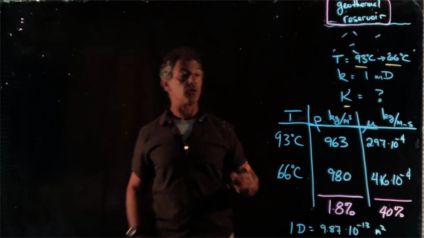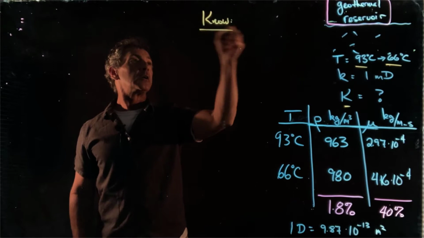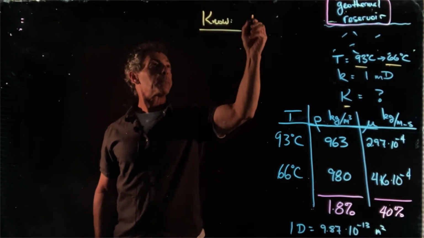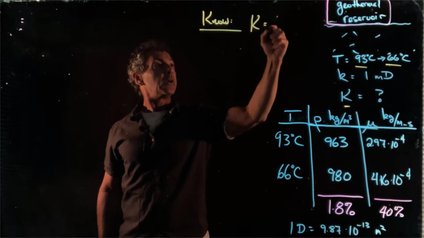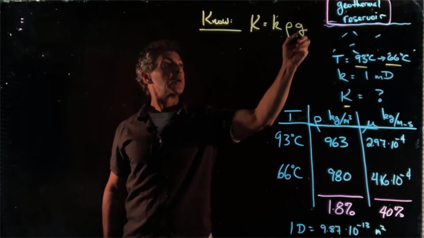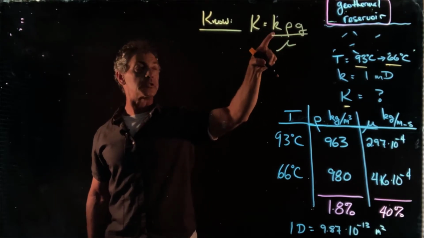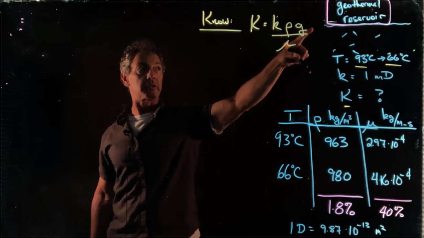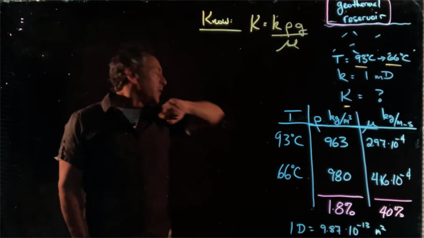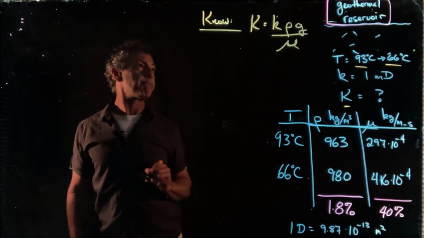So what do we know? Well, we know the relationship between hydraulic conductivity and intrinsic permeability, right? We know that the hydraulic conductivity is the intrinsic permeability times the density times the acceleration due to gravity, divided by the viscosity.